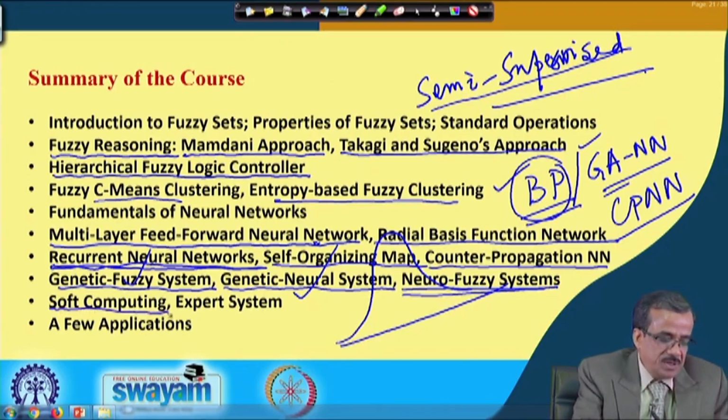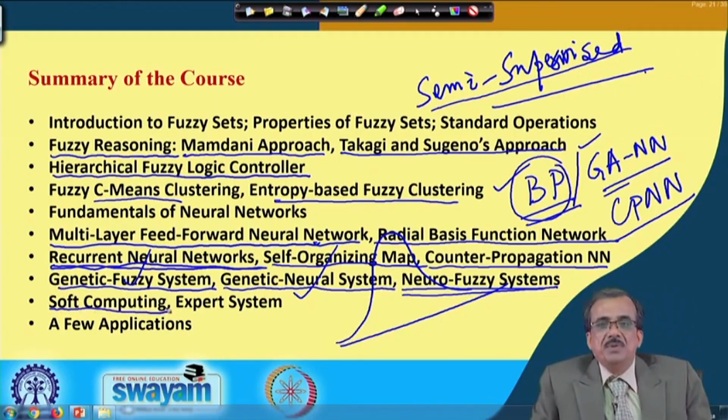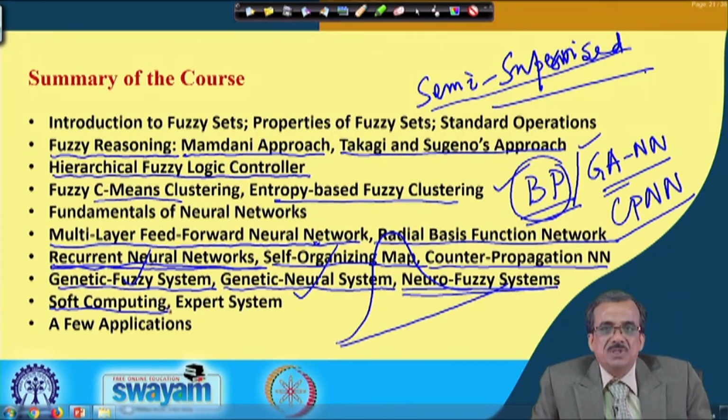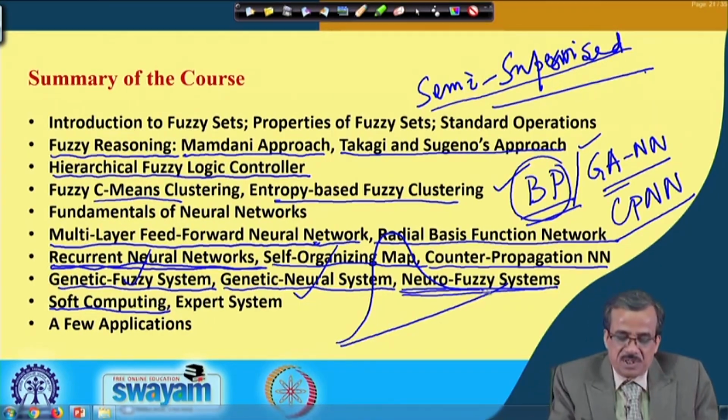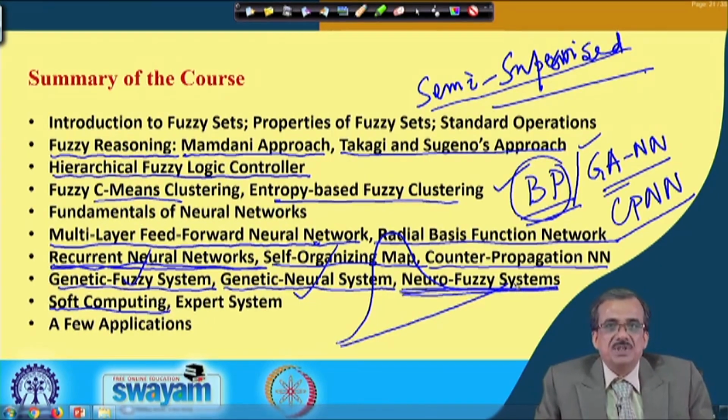As I told, by soft computing we mean the combined tools, like the combination of genetic algorithm and fuzzy logic, that is genetic fuzzy system, the combination of genetic algorithm and neural networks, that is genetic neural system, and the combination of neural network and fuzzy logic, that is neuro-fuzzy system or genetic neuro-fuzzy system. Those are going to constitute what we mean by soft computing.